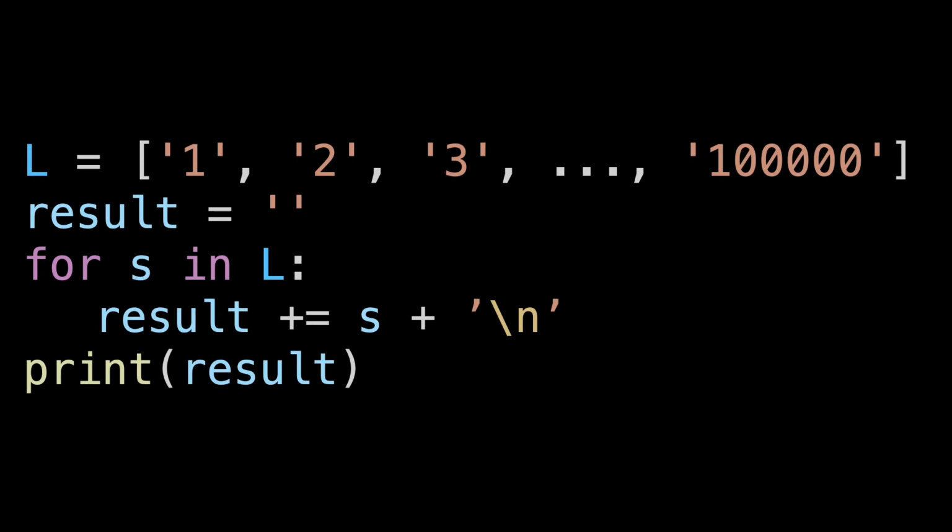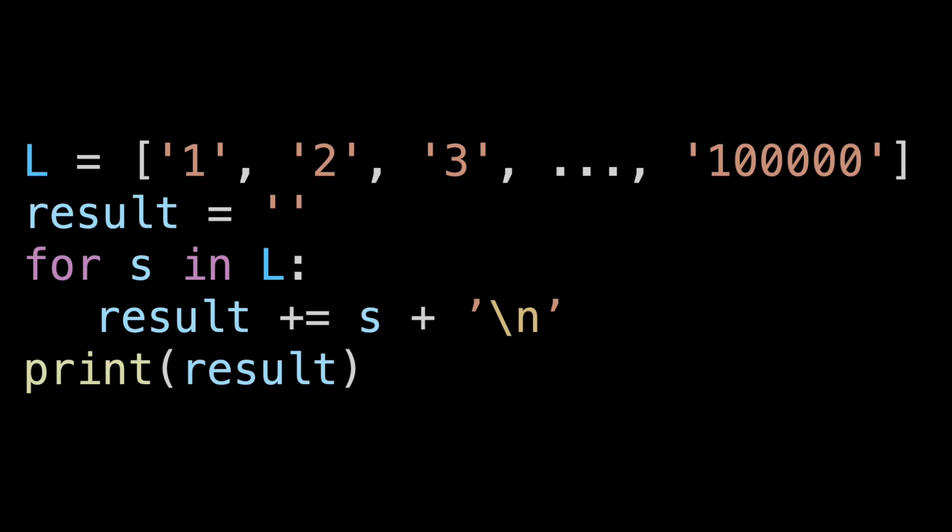So initially, result is the empty string. Then we're going to be creating one plus the new line character, so that's one new string. Then we're going to add it onto result, which is yet another string. We're going to assign back into result. And then when 2 comes along, we're going to have 2 plus a new line, which will be appended onto what already exists in the string. You can see that this is going to get worse and worse.